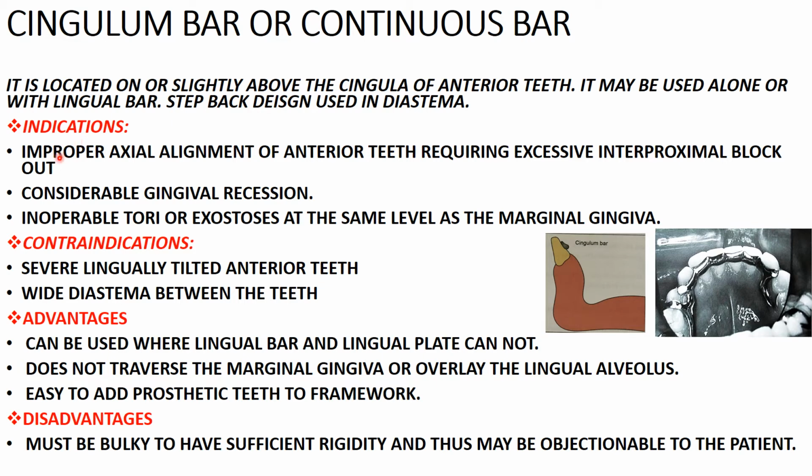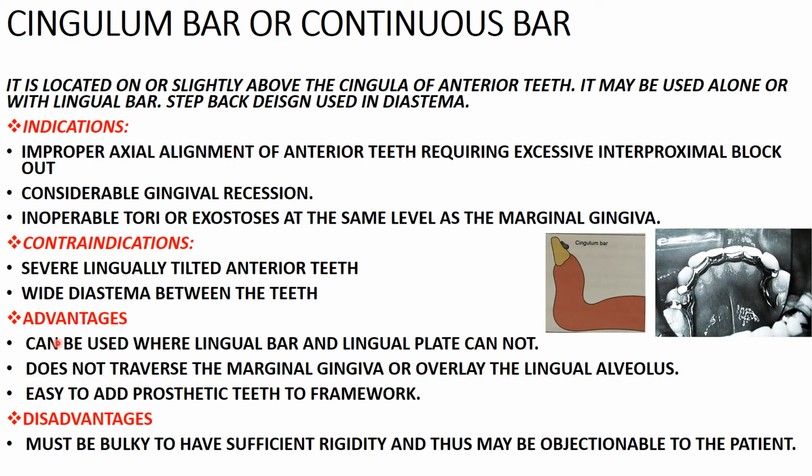Indications: if there is improper axial alignment of the anterior teeth, if there is gingival recession, or if there are inoperable tori, in those cases you can use a cingulum bar because of its position. It is positioned on the teeth itself. Contraindications: if there are severely lingually tilted anterior teeth, or if there are wide diastema present, you cannot use a cingulum bar.